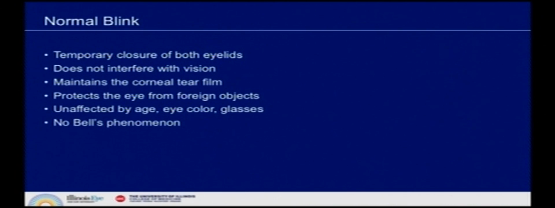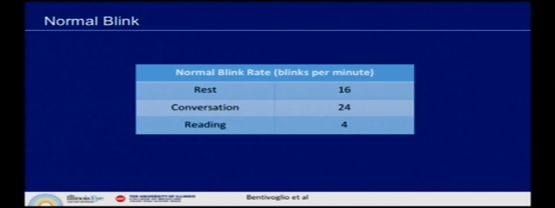And so I want to talk a little bit about blinking. Blinking is a temporary closure of the eyelids that doesn't interfere with vision, but is very important for maintaining the tear film and protecting the eye from foreign objects. At rest, we blink about 16 times per minute. When we're a little more socially engaged, we tend to blink a little bit more. And as we all know, when we're reading or working at a computer, patients complain of dry eye. That's because we actually blink a whole lot less.